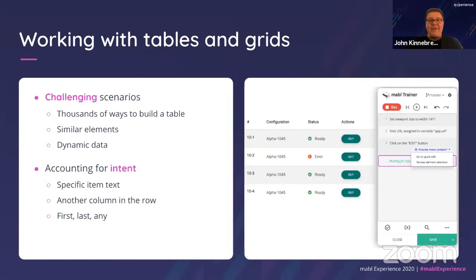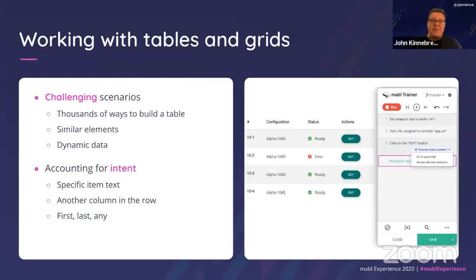And then, of course, we have even more challenging scenarios. So, for example, tables and grids may be populated with dynamic data. And this, of course, is going to change regularly as Mabl tries to execute this test. And as you can see on this example on the right, maybe we have an edit button in every single column. So if, say, we select that top edit button, it's not immediately obvious whether we're trying to select the first row's edit button, or maybe the row that has this 10-1 identifying number, or maybe we only cared about a row that had the ready status as opposed to the error status in the second row.